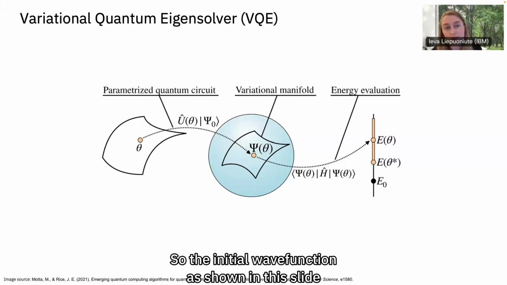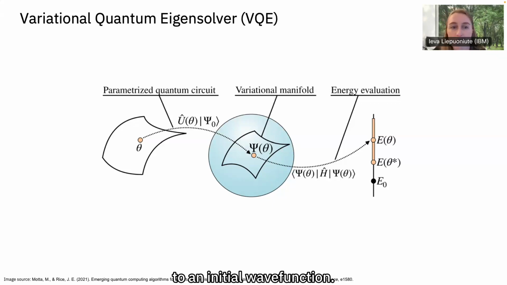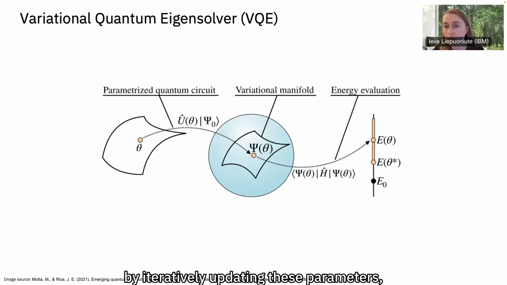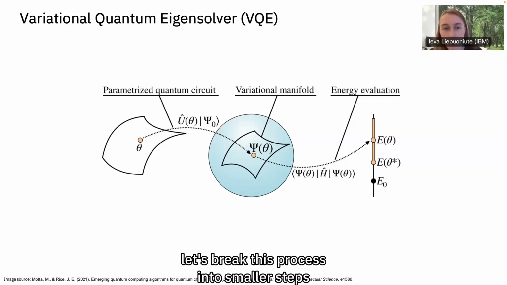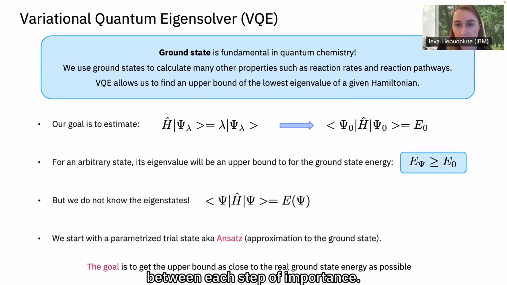So the initial wave function, as shown in this slide, has to be parametrized, and we achieve that by applying a parametrized unitary to an initial wave function. And then, again, as I mentioned, by iteratively updating these parameters and by measuring the energy, we are able to converge to the ground state energy of our system. So now with this big picture in mind, let's break this process into smaller steps and let's try to build our intuition for each step of importance.